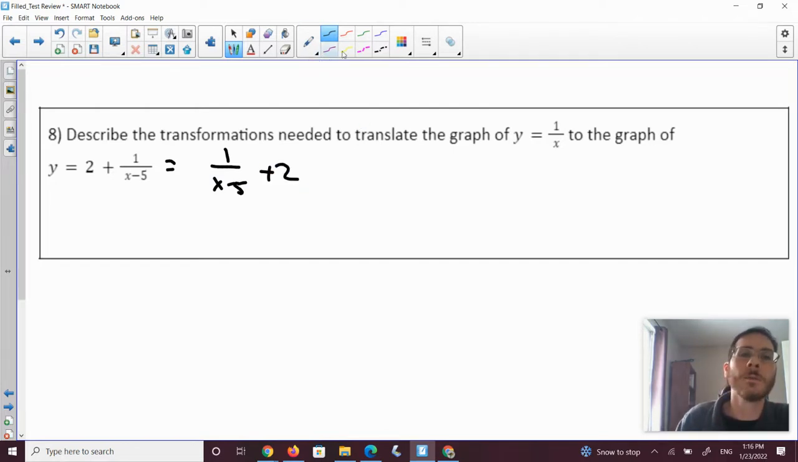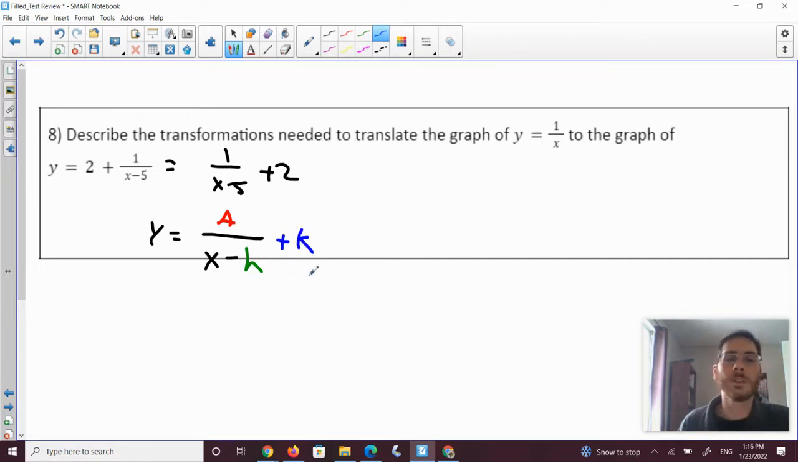And now that's in the same form as our equation that was y equals a over x minus h plus k. And so here, all we have to do is just match up the letters with the numbers, kind of like we've been doing all year. So since k is 2, we can say that we're going to go up 2.